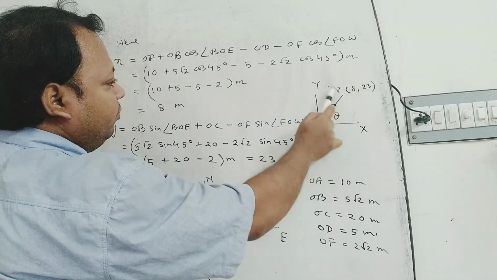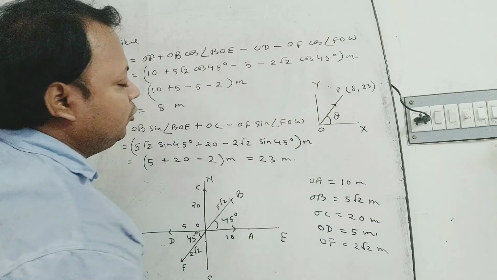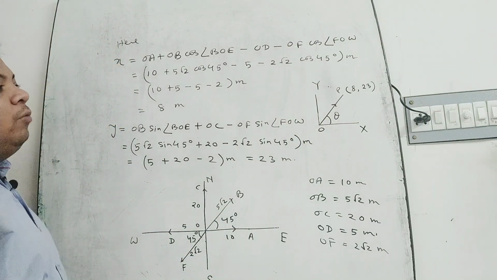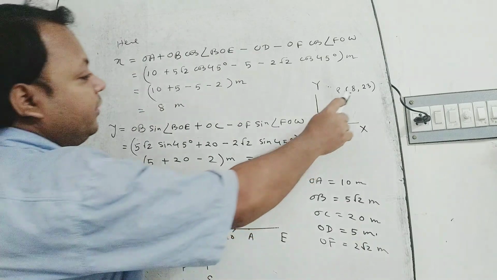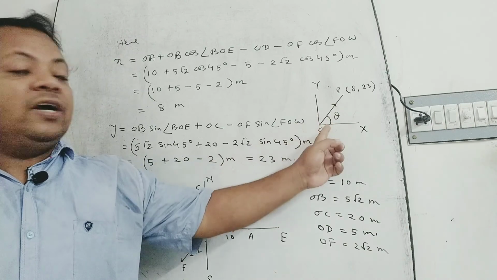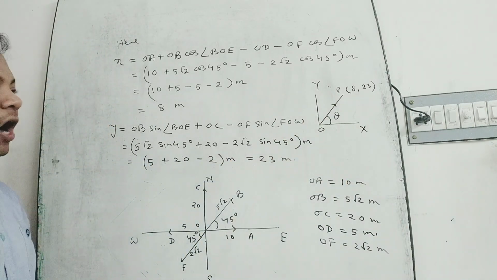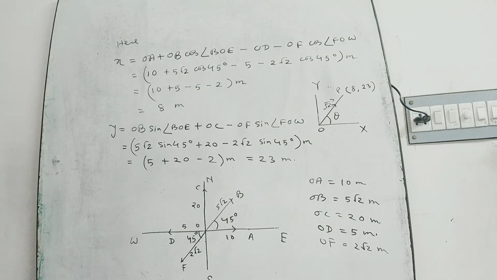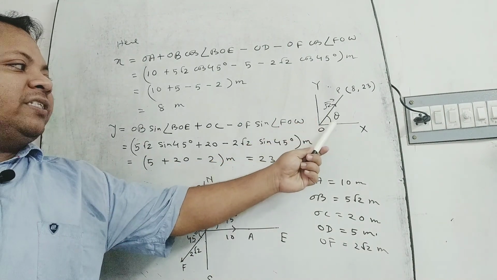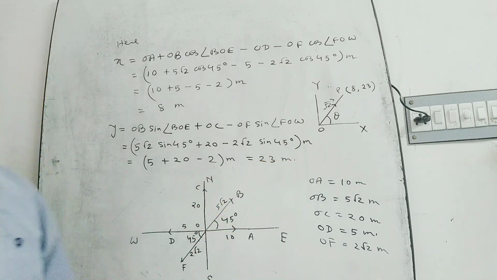That is the position vector of OP is 8 i cap plus 23 j cap, or the Cartesian coordinate of P point is 8, 23. Here OP denotes the resultant displacement vector or R vector. That is OP is equal to R vector. Here OP makes angle theta with the positive OX axis.